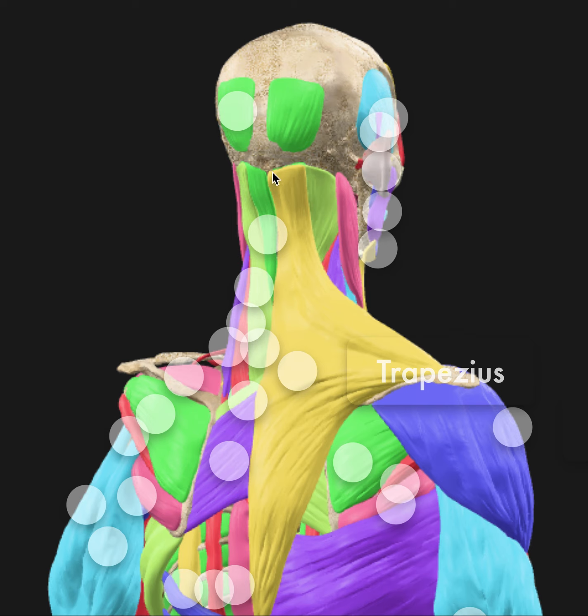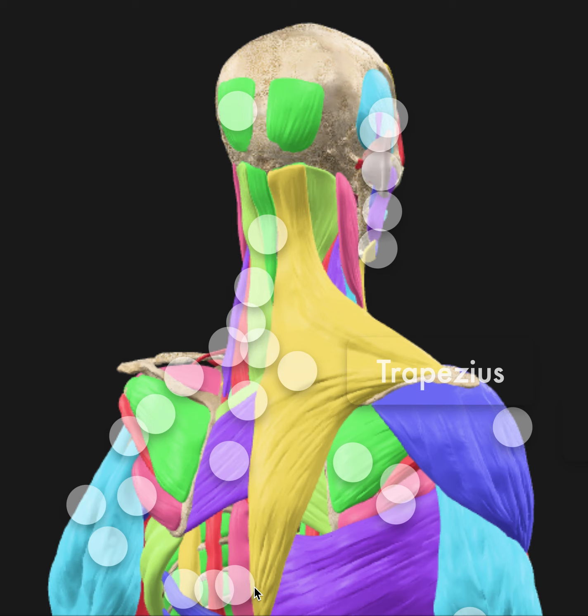Mainly, it attaches to the medial third of the superior nuchal line, also the external occipital protuberance, also the nuchal ligament, and the spinous processes from C7 to T12 of the vertebrae, and also the lumbar and sacral spinous processes. These are the main superior attachments of the trapezius muscle.